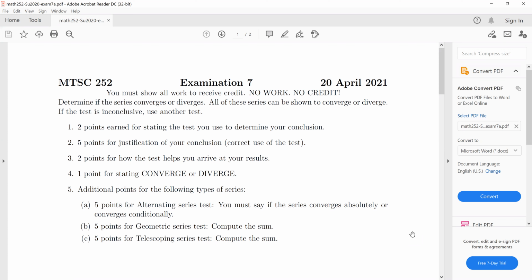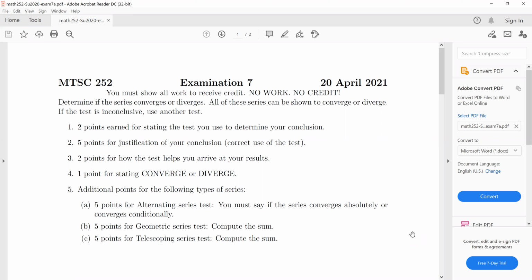Now, there are going to be problems on the test that are worth 15 points. I'm not going to tell you which ones, because you will have to figure that out. They are the ones that are alternating series, geometric, and telescoping series. These series on the test will count for 15 points. So you will get 5 additional points if it's an alternating series test, and you go on to show that it is absolutely or conditionally convergent.